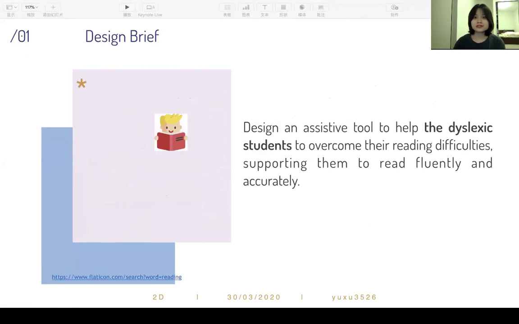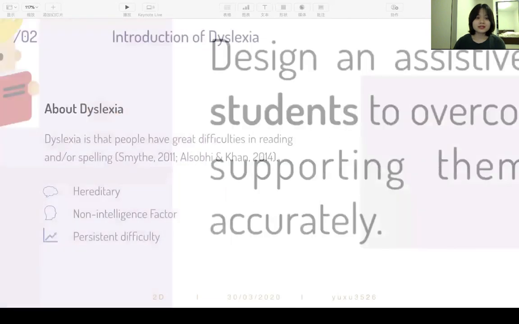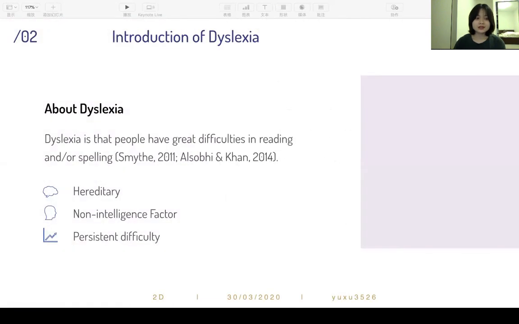We want to design an assistive tool to help dyslexic students overcome their reading difficulties, supporting them to read fluently and accurately. What is dyslexia? Dyslexia is a learning difficulty. It mainly affects the reading and spelling skills involved in accuracy and fluency.